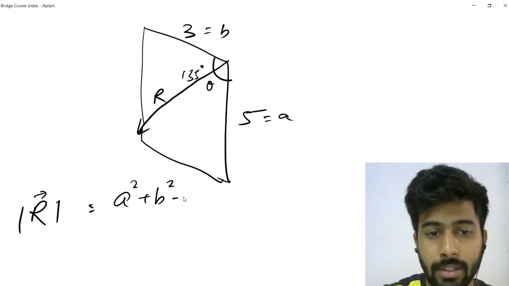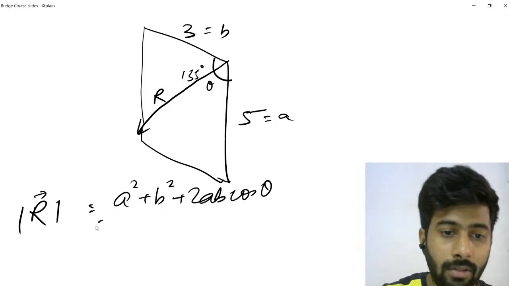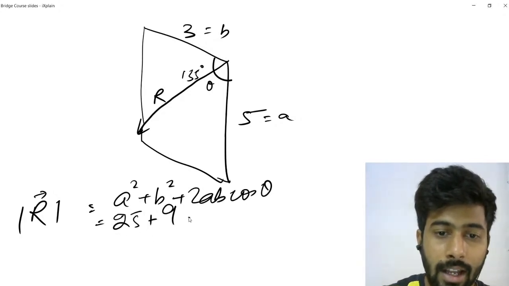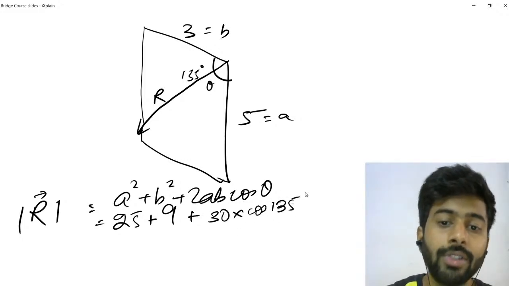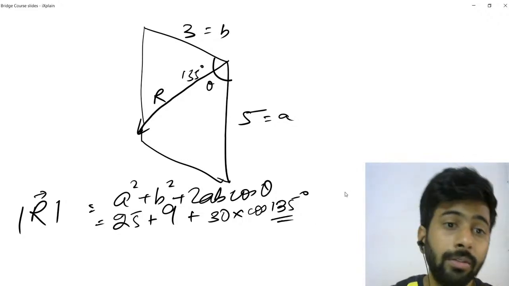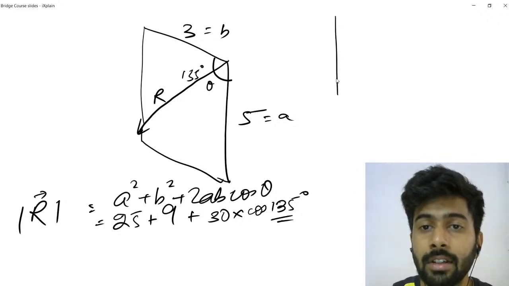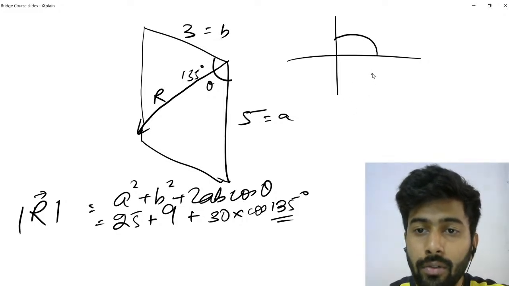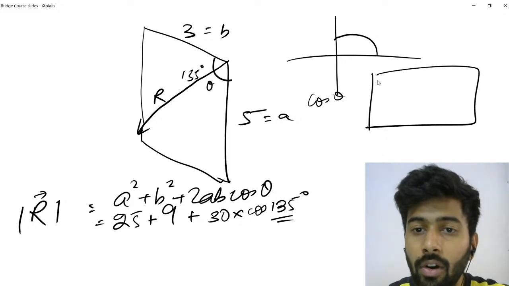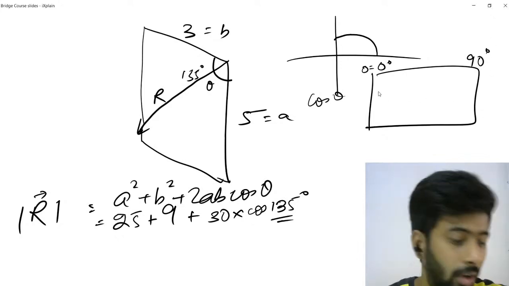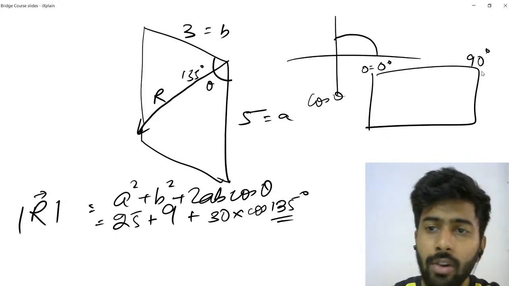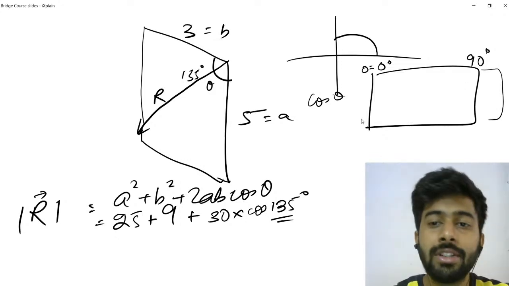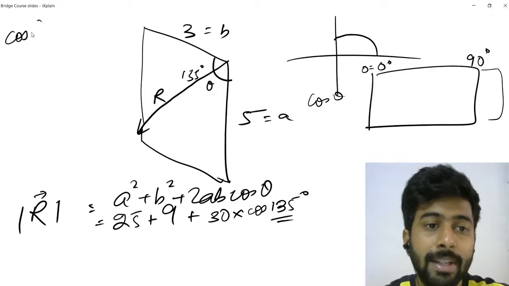Just now we have seen A square plus B square plus 2AB cos theta, where A square is 5 square, 25, and this is 9, plus 2 into 15, which is 30, into cos 135. Now cos 135 is something that you might not know right now, because in 10th you have only studied angles in the first quadrant. You know all values for theta from 0 to 90, some basic values, but you don't know angles beyond 90. That you will study later on, as part of mathematics basics.